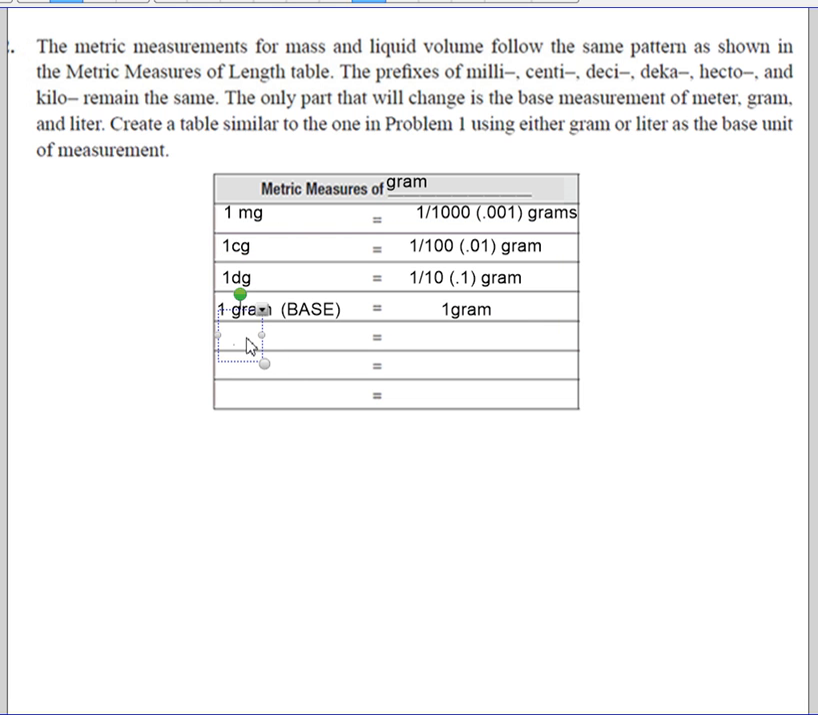And then we'll move on to getting bigger. So 1 decagram, instead of dg for both, we do da as a prefix, and then g for gram, or l for liter, or m for meter, and that is 10 grams. Then we have 1 hectogram for 100 grams, and 1 kilogram for 1,000 grams. So notice when we go from one unit to the next, from the base going smaller, we're dividing by 10 each time. Going larger, we're multiplying by 10 each time.